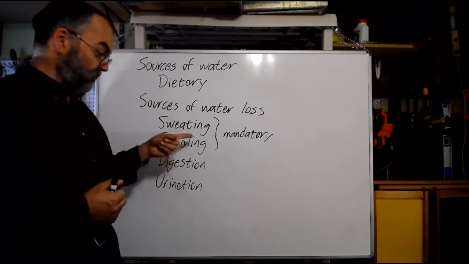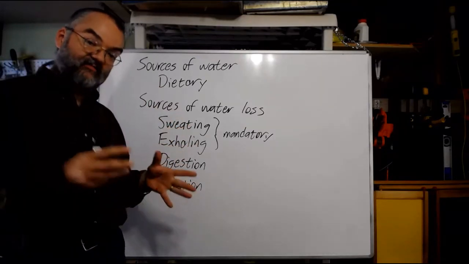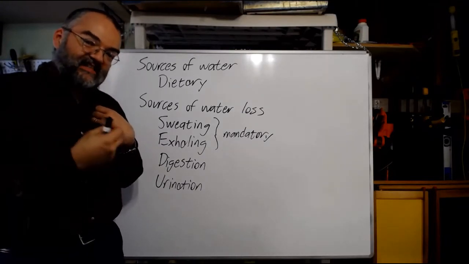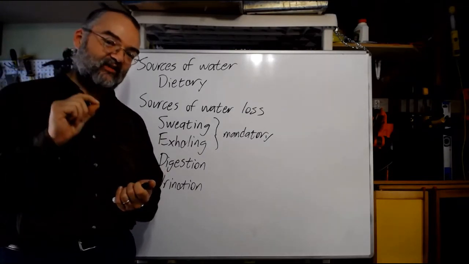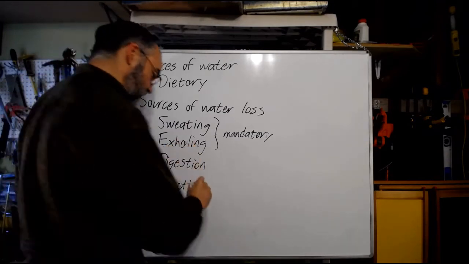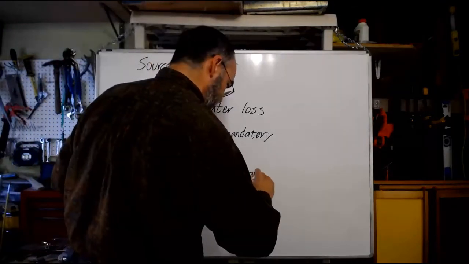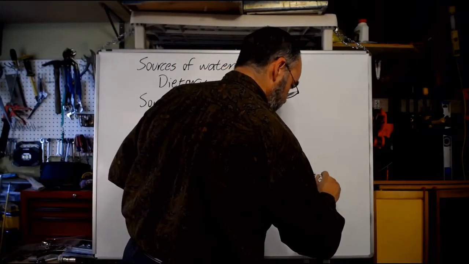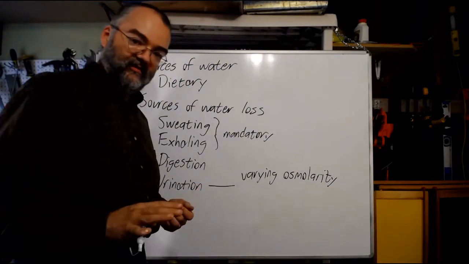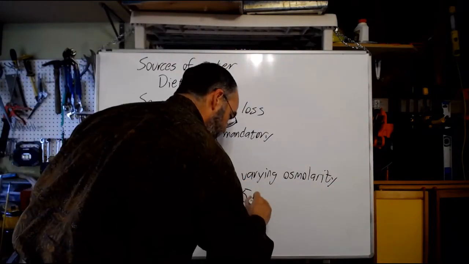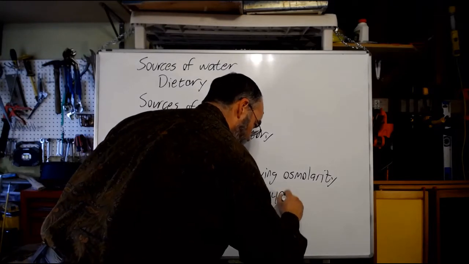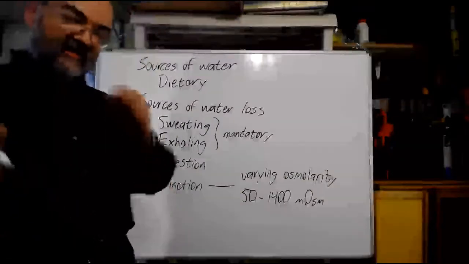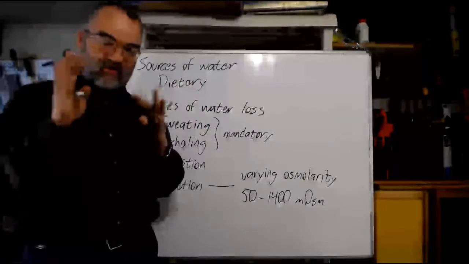Likewise, if I'm not getting enough water, my body still has to sweat, exhale, and digest, but I can make sure that when I urinate, I keep as much water in the body as possible and make the urine as concentrated as I can, so I lose as little water as I can manage. So we produce urine of varying osmolarity. Human urine can vary between about 50 to 1400 milliosmolar. And a lot of times students have trouble with keeping track of what osmolarity means.